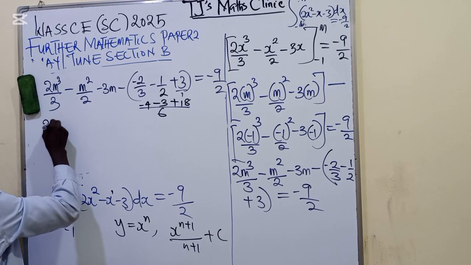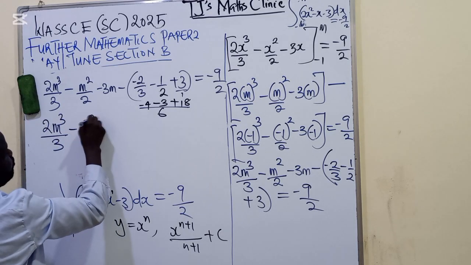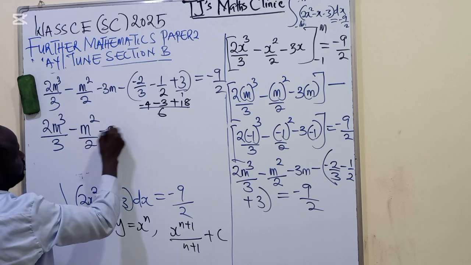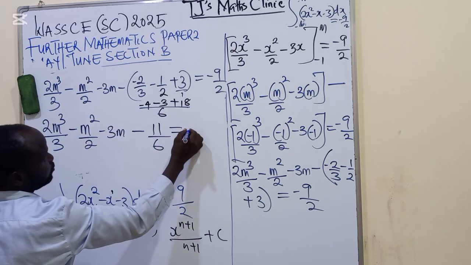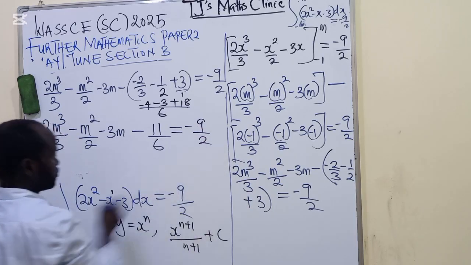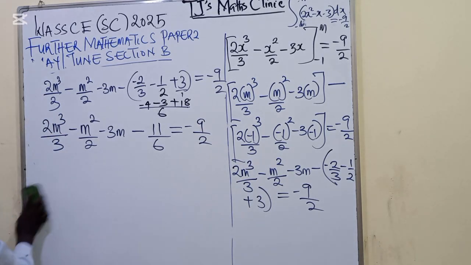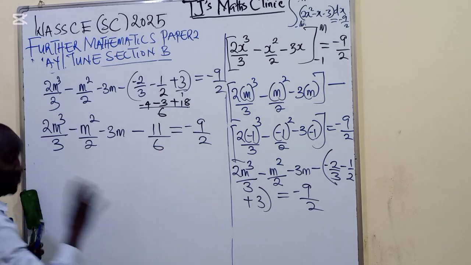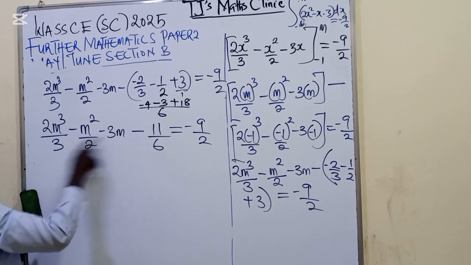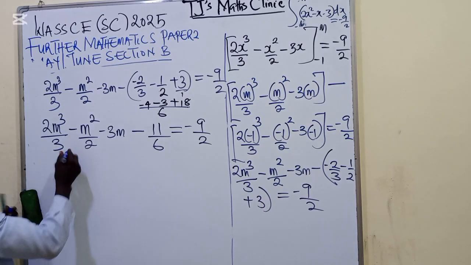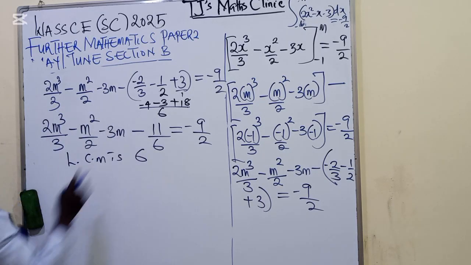So we have 2m cubed divided by 3 minus m squared divided by 2 minus 3m minus 11 divided by 6 equals minus 9 by 2. Very important. The next thing to do is to clear the fraction. Let's multiply each term here by 6. The LCM is 6. Multiply each term by 6 now.